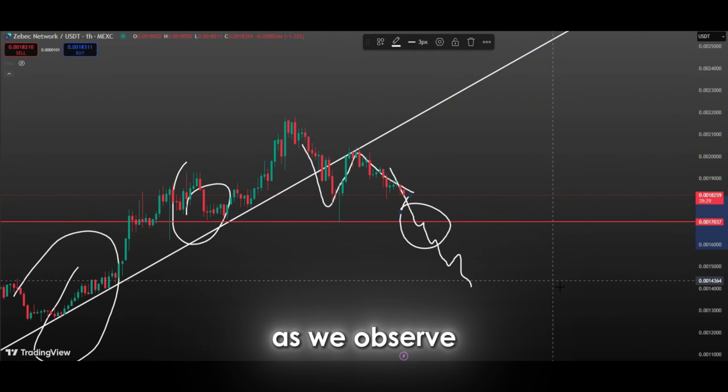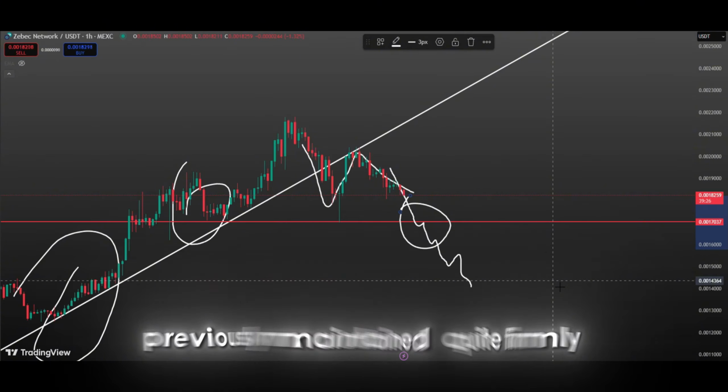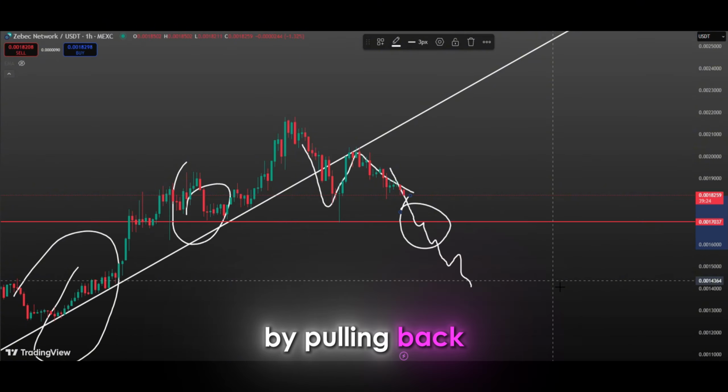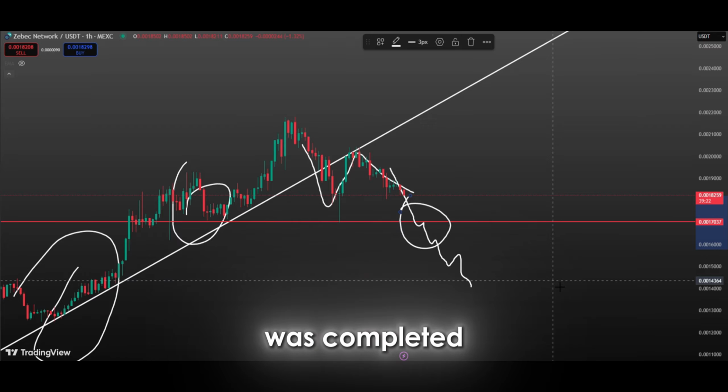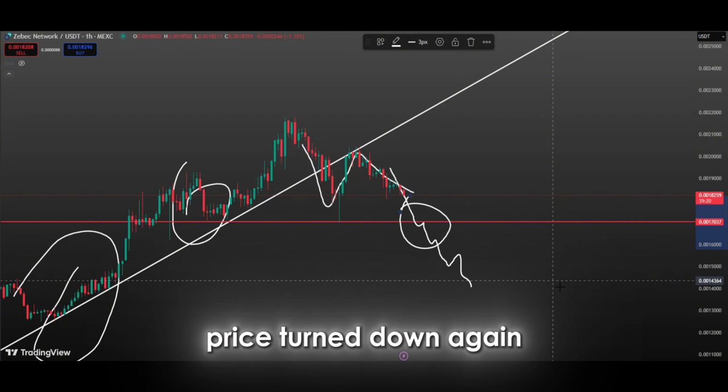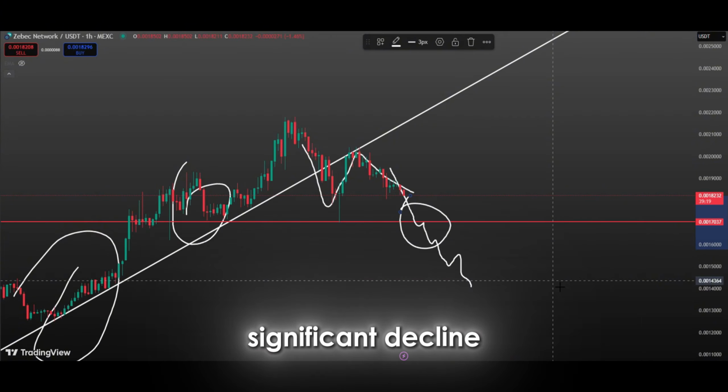As a result, as we observe in the chart, the price broke down the rising trend structure that it had previously maintained quite firmly and then performed a classic retest by pulling back towards this broken trend line. This retest process was completed when the price failed to break through this level, and then the direction of the price turned down again and started a significant decline.